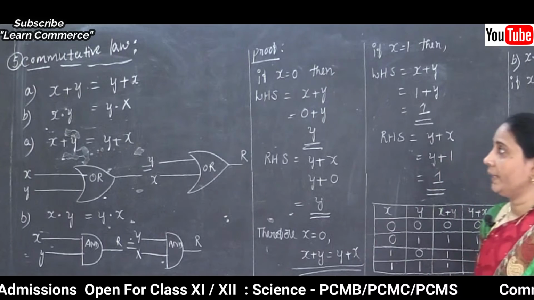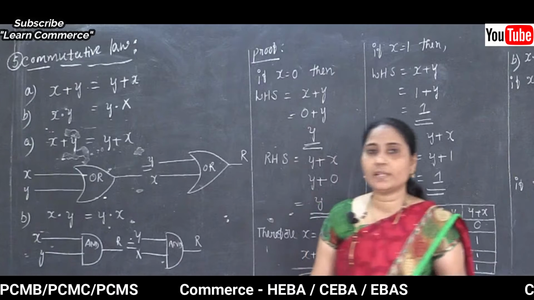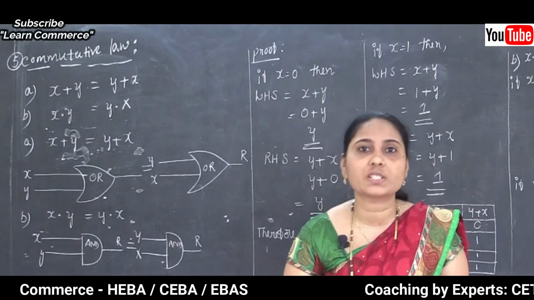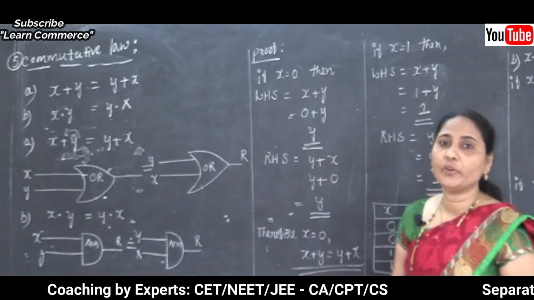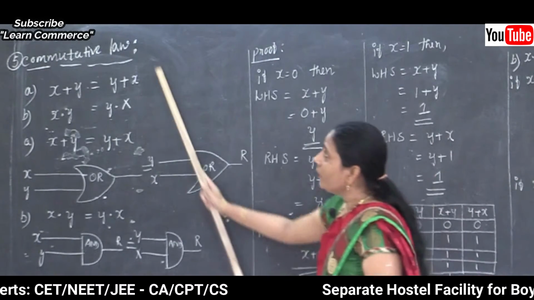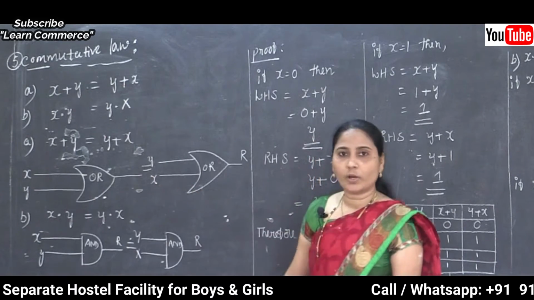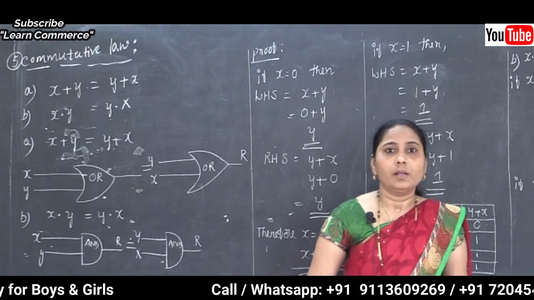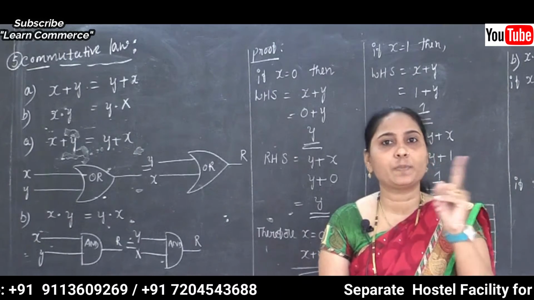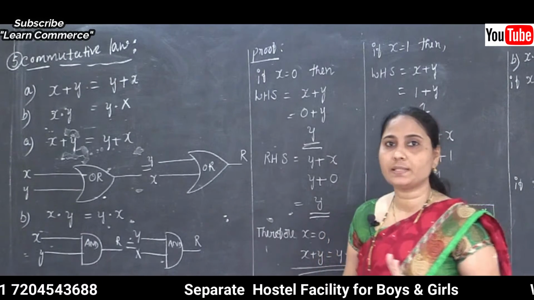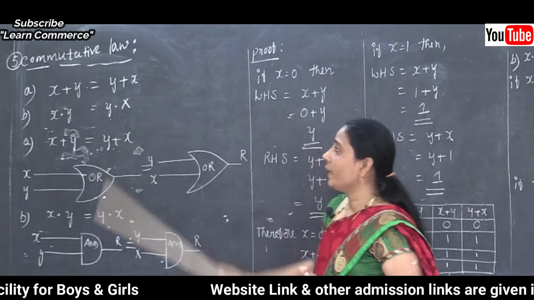Now, after completing the complementarity law, the next law is called the commutative law. C-O-M-M-U-T-A-T-I-V-E, commutative law. The commutative law states that x plus y is equal to y plus x. The left hand side is x plus y, and the right hand side is y plus x.